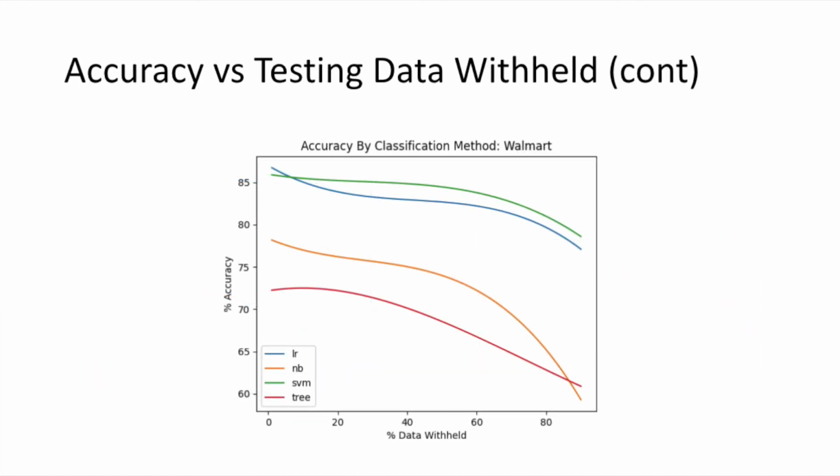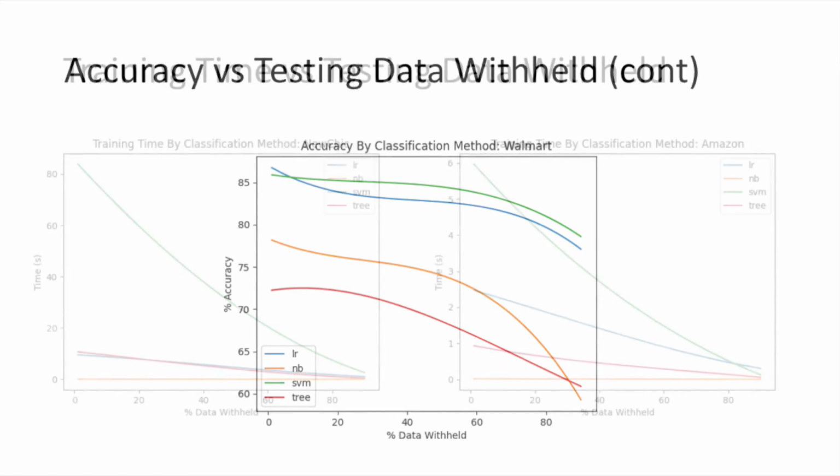This slide shows the same accuracy trials run on the Walmart dataset. We can see that the order of most to least accurate classifier remains the same, and that the accuracy for each decreases as the training data is lowered.